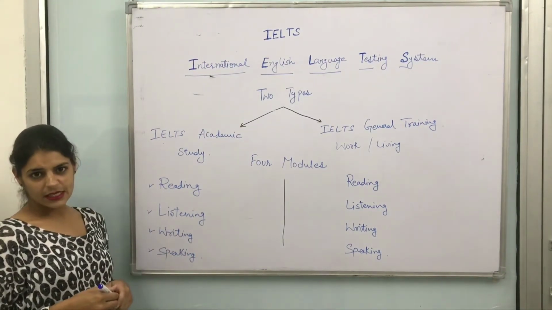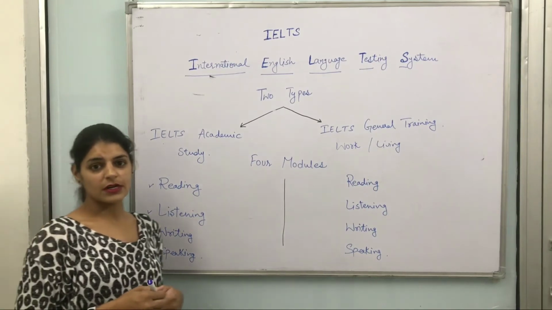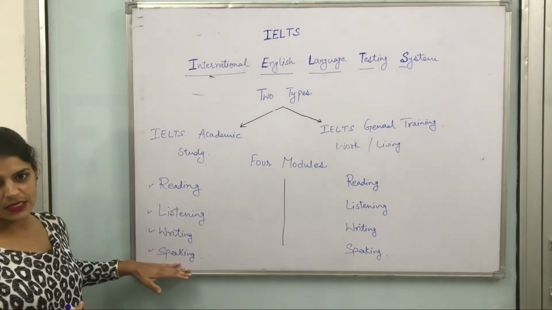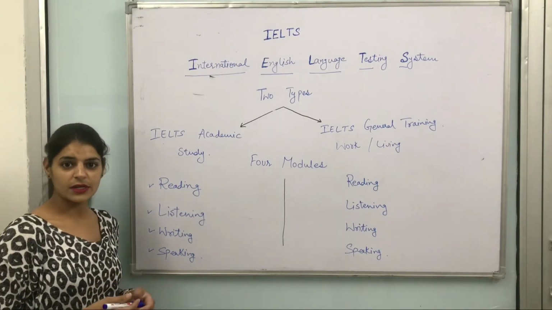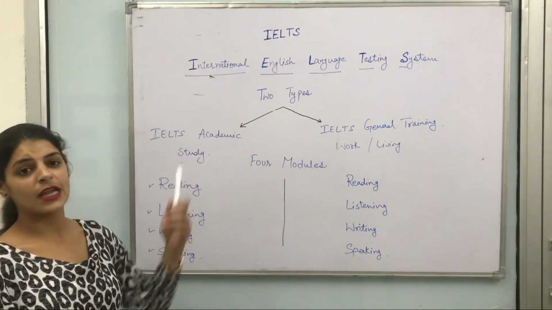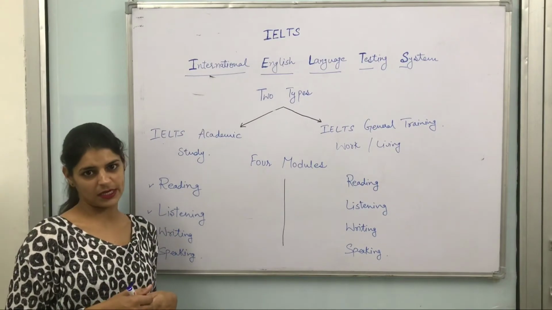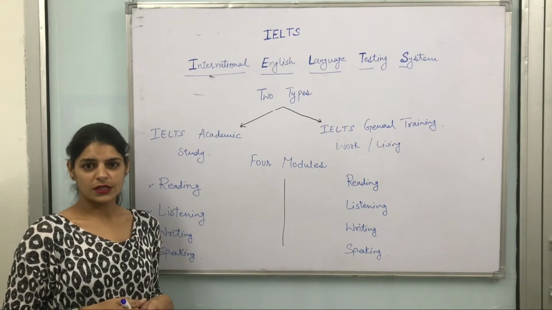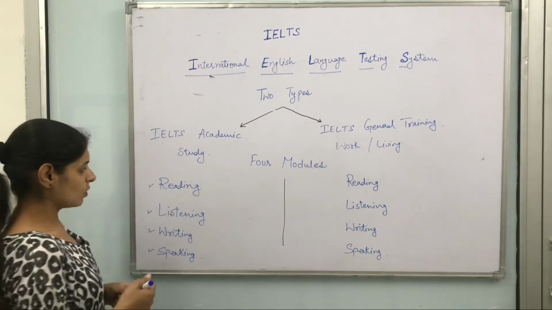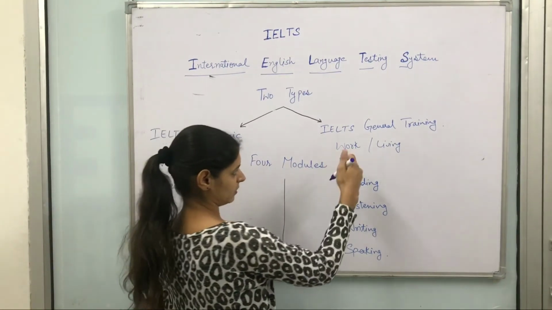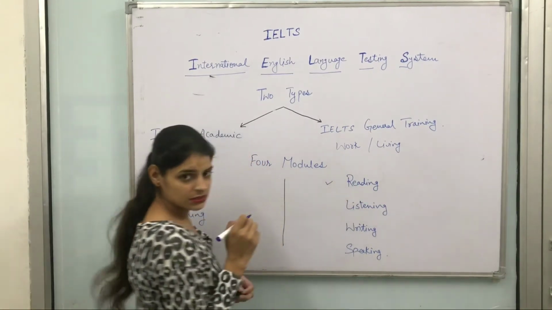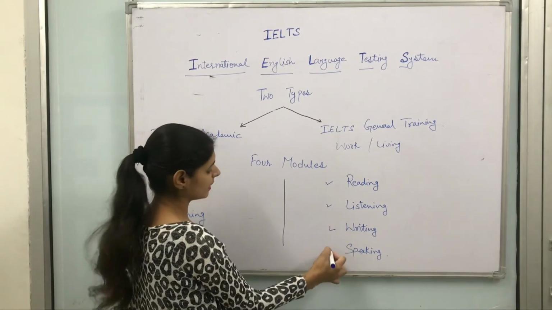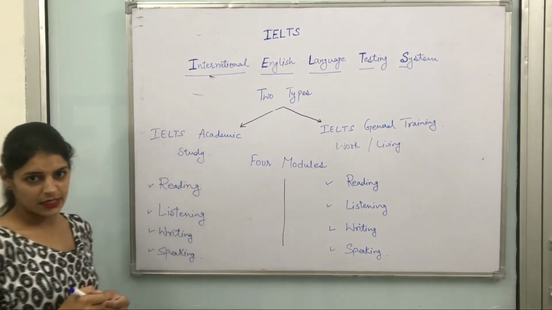Next one is writing, which is basically to check your writing abilities in English. The last one is speaking, and that is a very important task. They are going to check how fluently you speak English and whether you are capable of talking with people abroad. This is the same for both. General Training also consists of four modules: first reading, second listening, third writing, and fourth speaking.